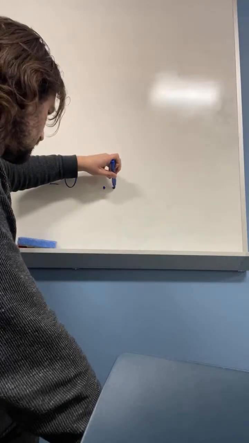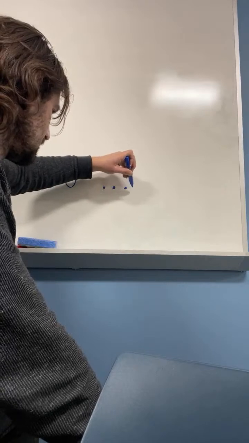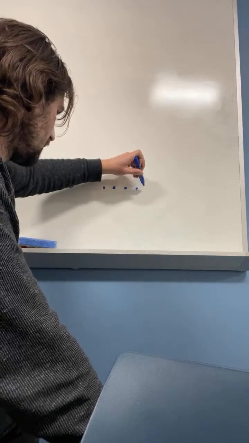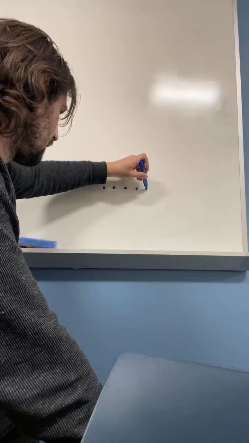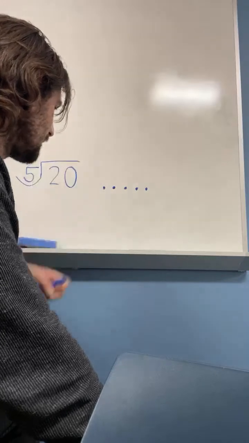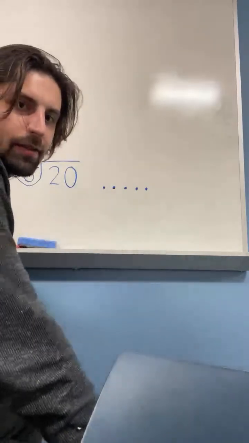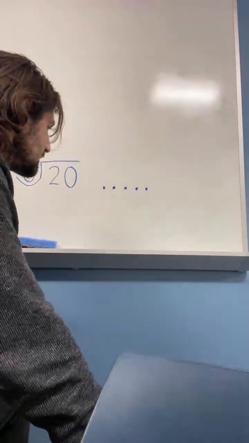So 1, 2, 3, 4, 5. So that's one group of 5. I'm going to keep counting until I have 20 dots.